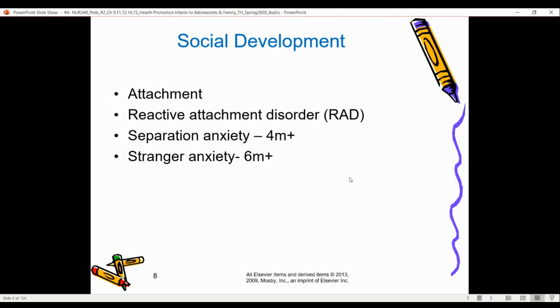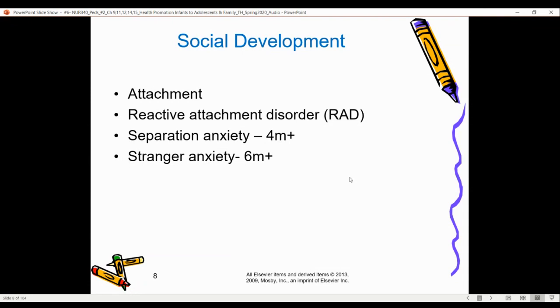Stranger anxiety starts around 6 months of age, and this is the baby that before this point could be passed off again to anybody. As long as they're getting held and they're getting their needs met, it's not much of a problem. But the stranger that all of a sudden they get passed off to at this age, they'll look at that face and start crying because they don't recognize the face. So that's, again, around 6 months of age.